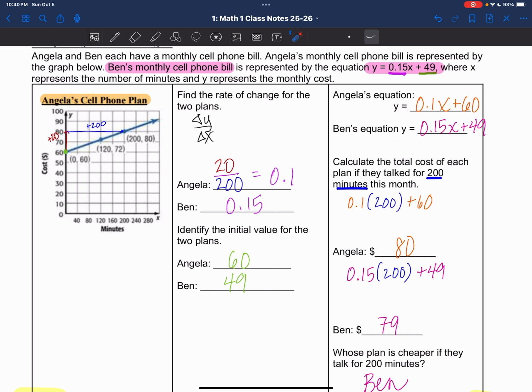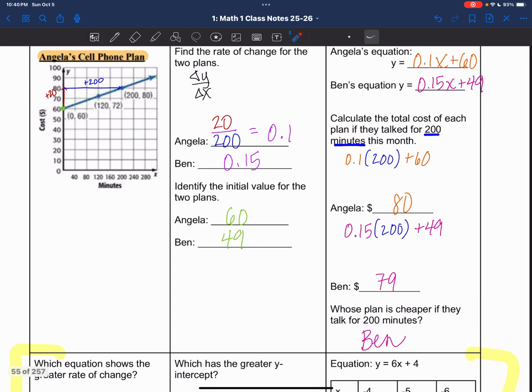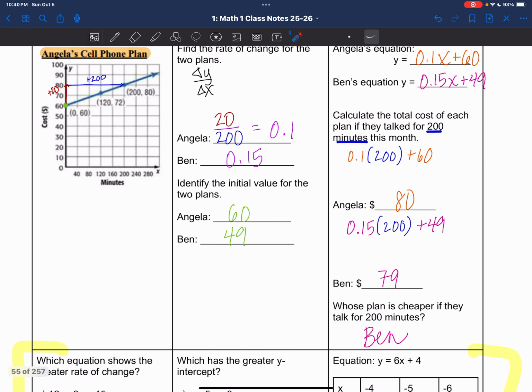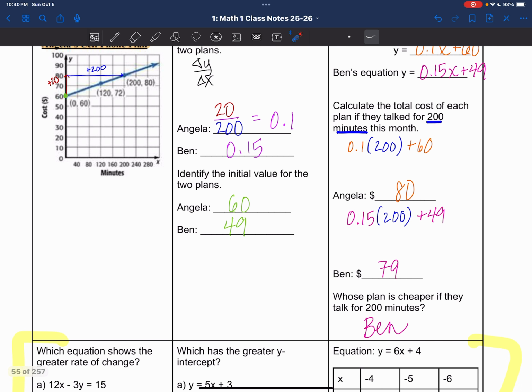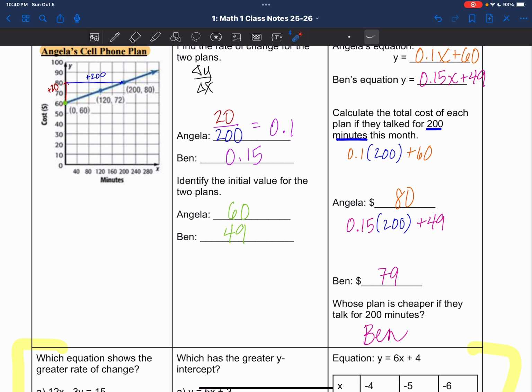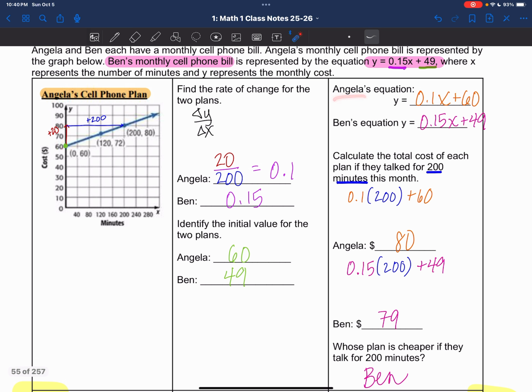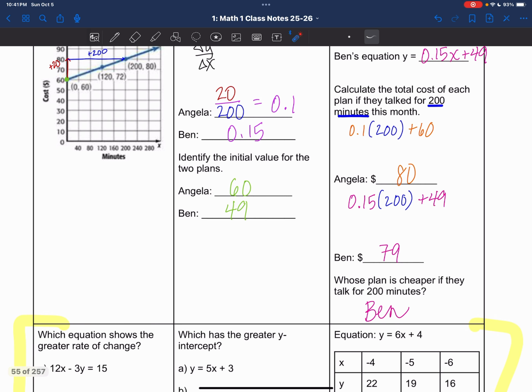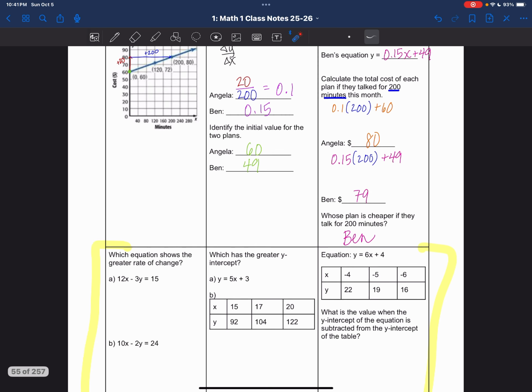And we want to know if they each talk for 200 minutes this month, what would the cost be? So 200 is your X, because that's what we have right here, minutes are X, cost is Y. So I just plugged in 200 for Angela's equation. And then for Ben's equation, plugged in 200. So Angela is 80, Ben is 79. So whose plan is cheaper, meaning they spent less money? So that would be Ben. So it's just plugging in what you know, making an equation.